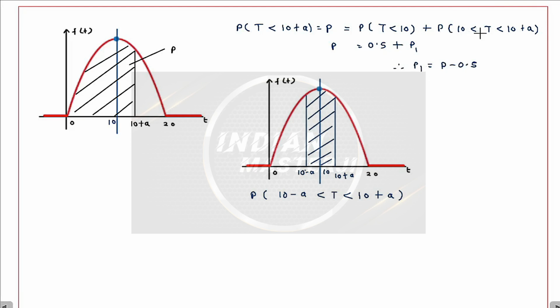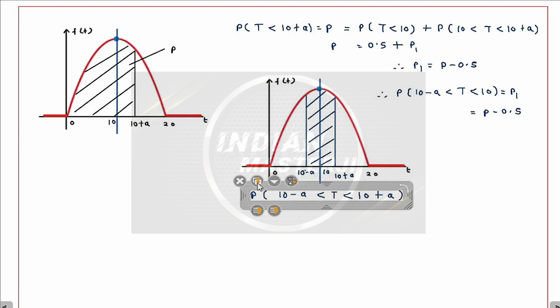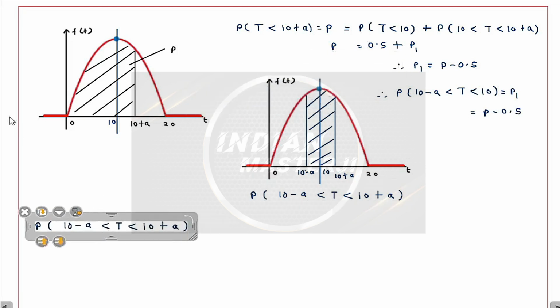That is, the probability of t being less than 10 plus a is nothing but p1, which is equal to p minus 0.5, correct? Because the graph is symmetrical on either side of 10, can I say the probability of 10 minus a being less than t being less than 10 is also equal to p1, correct? If this is equal to p1, that means this is also equal to p minus 0.5. So this particular probability which they are asking will be equal to what?